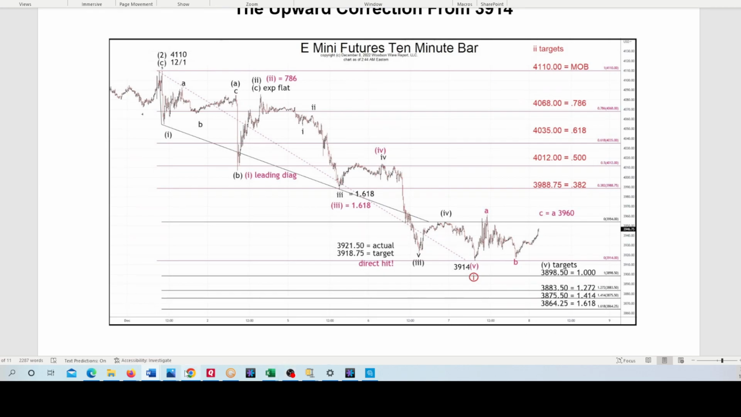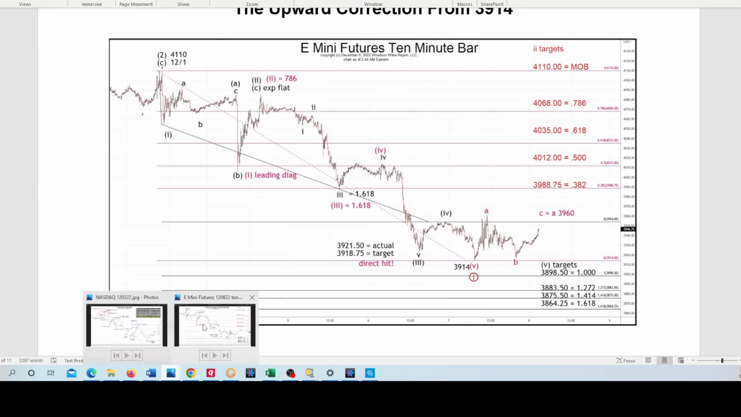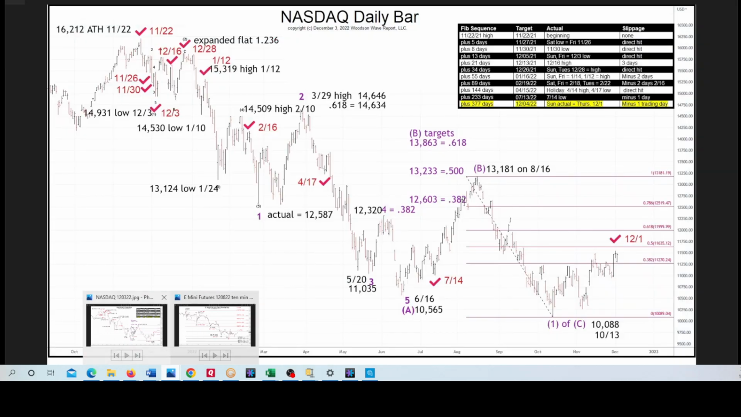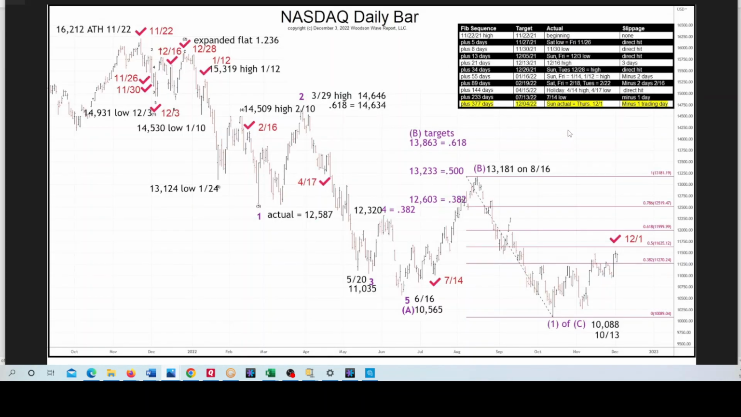I've got a pic for you guys to end with, or do I? Let's see. That is that pic there. That's the same thing we just showed you. And to show the turn date there on 12/4 and the little red check marks, that's the Fibonacci time spiral from the November 22nd high.